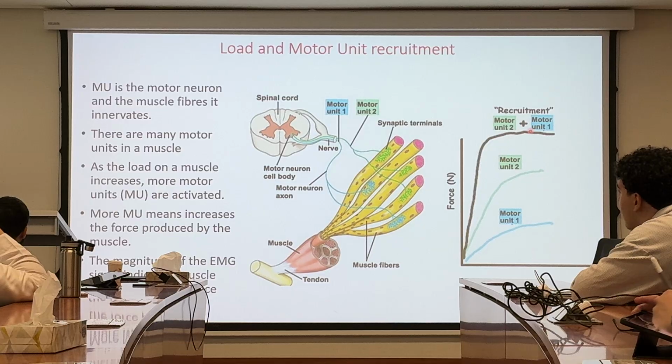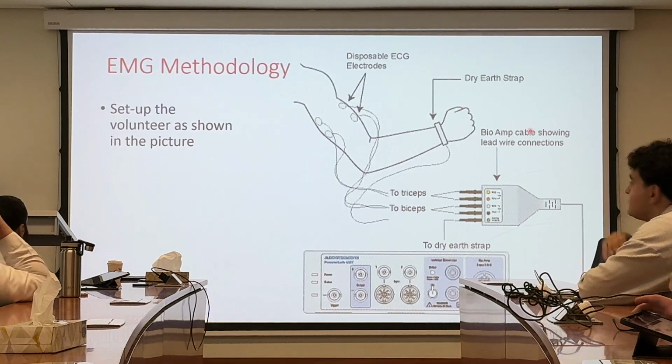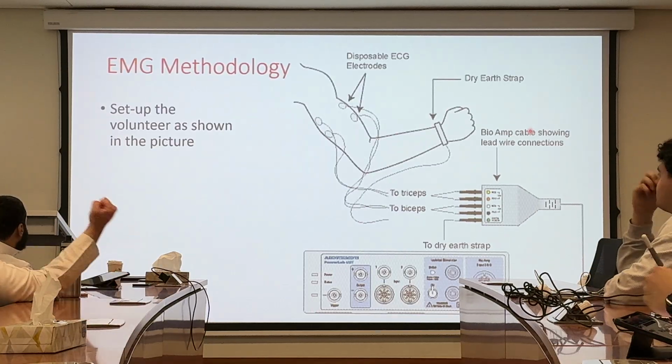But those of you who are like me, you will find lots of changes between the small dumbbell and the middle dumbbell and so on and so forth. And this is how you set your friend up.